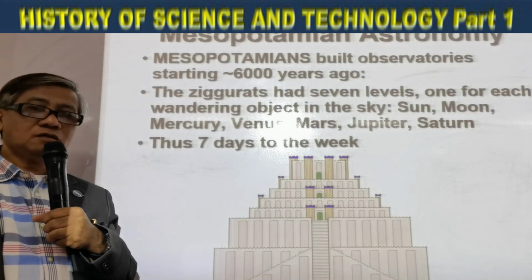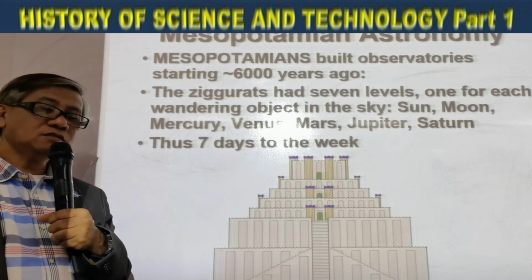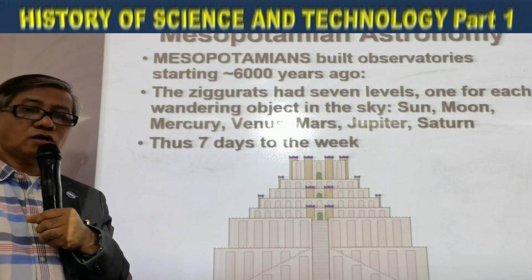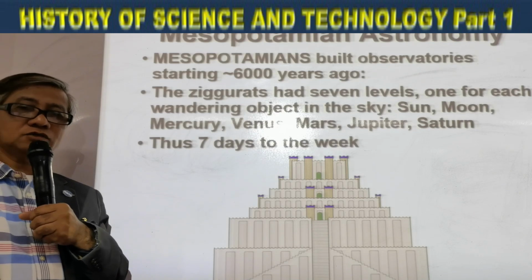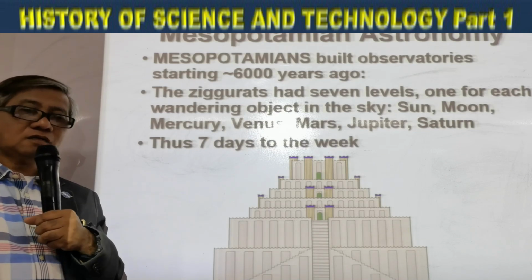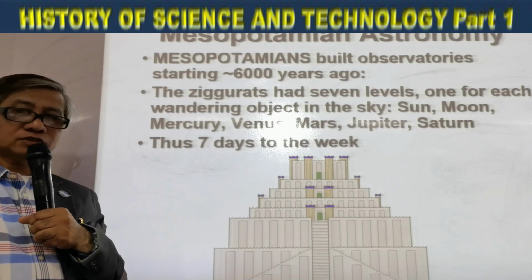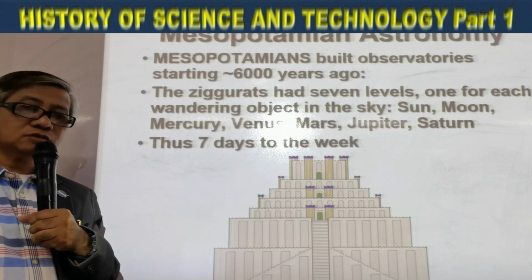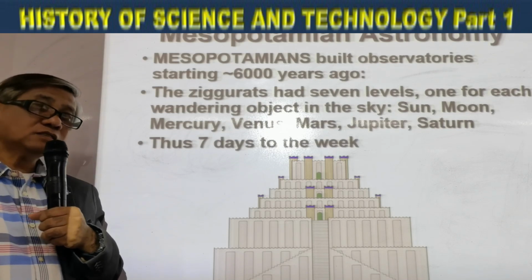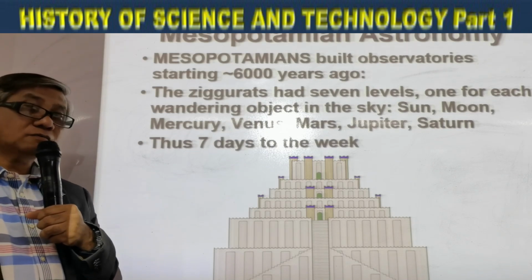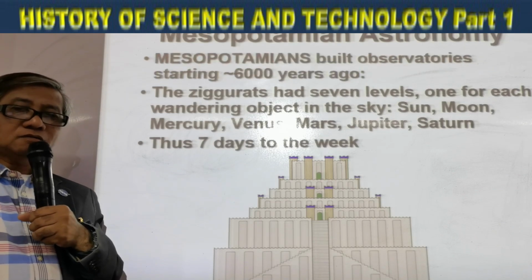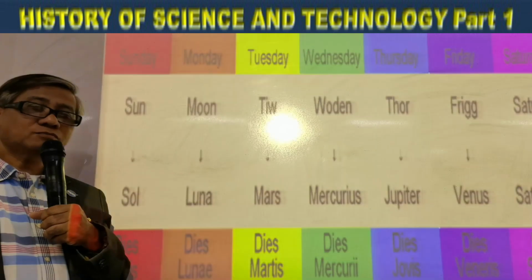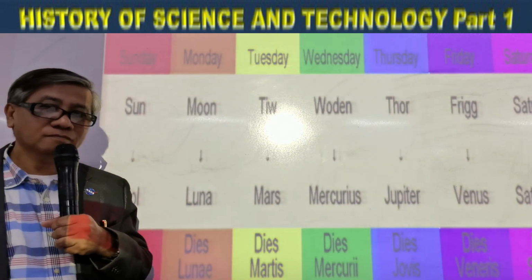So the Mesopotamians, they built observatories, that's the ziggurat. The ziggurat has 7 levels, one for each wandering object in the sky, like the sun, the moon, and the 5 visible planets, Mercury, Venus, Mars, Jupiter, Saturn. And because of this, they came up with the 7 days of the week cycle. Alright, so yan yung 7 araw sa isang linggo. Ang mga Mesopotamians ang may gawa niyan.